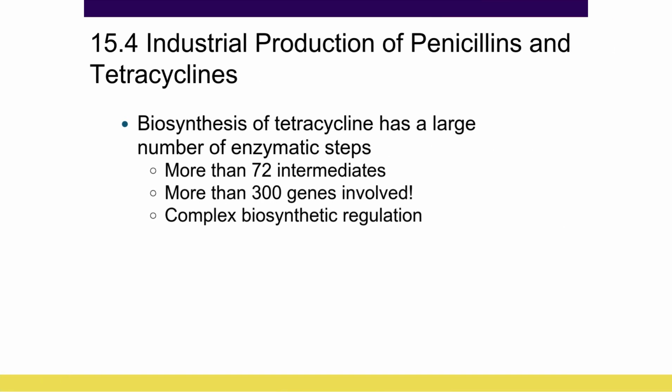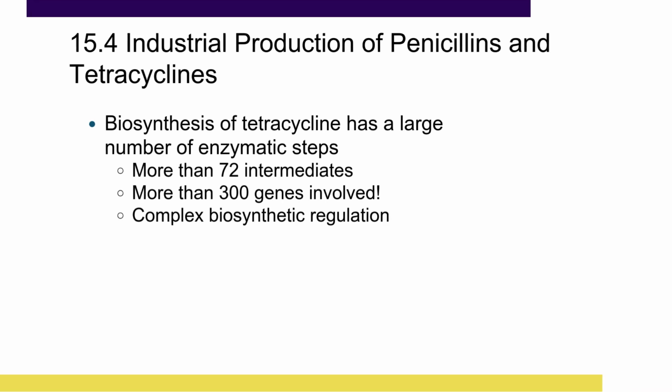The biosynthesis of tetracycline is incredibly complex, involving a large number of enzymatic steps. There are more than 72 known intermediates in the pathway. Astonishingly, more than 300 genes are involved in this process. This indicates a very complex system of biosynthetic regulation.